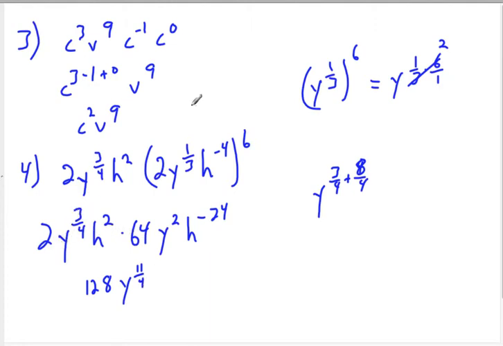So that takes care of the 2, the y's, and that. Now we have h squared times h to the -24. So 2 minus 24. And so we end up with h to the -22, which just means it's going on the bottom as h to the 22nd. And that is it. So let's move on to number 5.